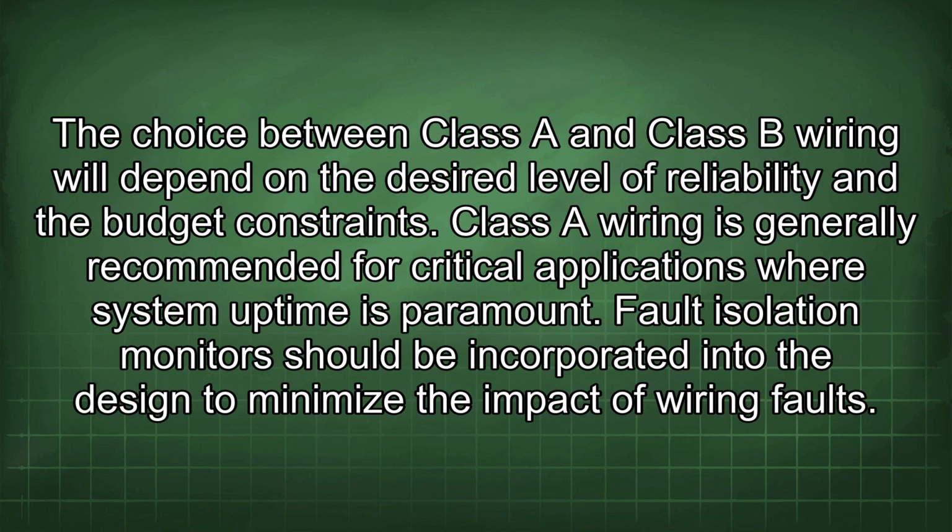The choice between Class A and Class B wiring will depend on the desired level of reliability and the budget constraints. Class A wiring is generally recommended for critical applications where system uptime is paramount. Fault isolation monitors should be incorporated into the design to minimize the impact of wiring faults.